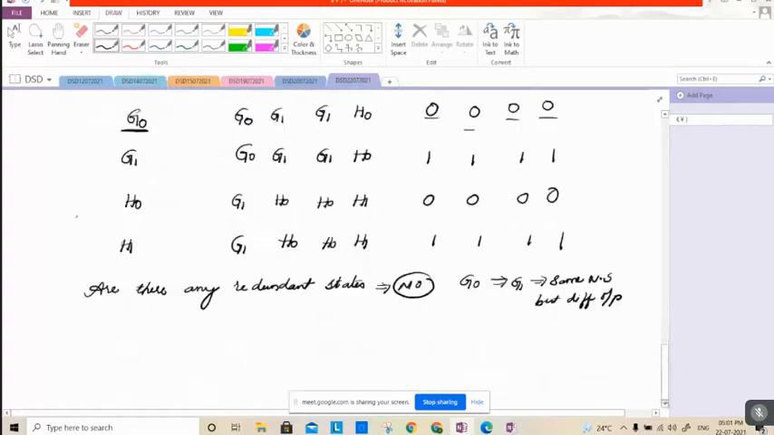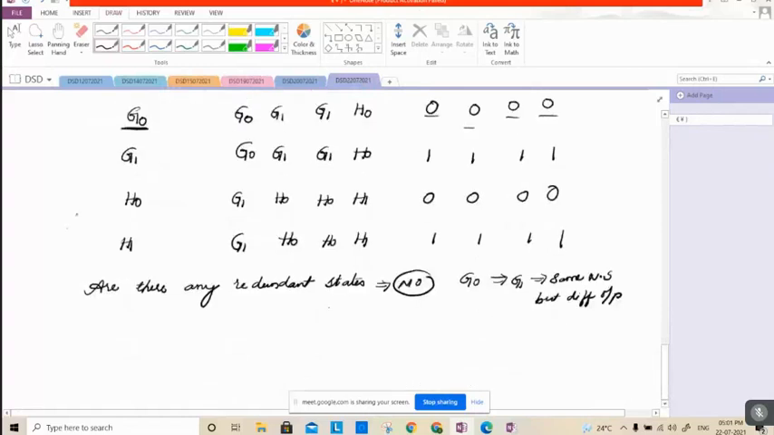So now, can we go for state minimization here? Is state minimization possible? No. So state minimization is not possible.